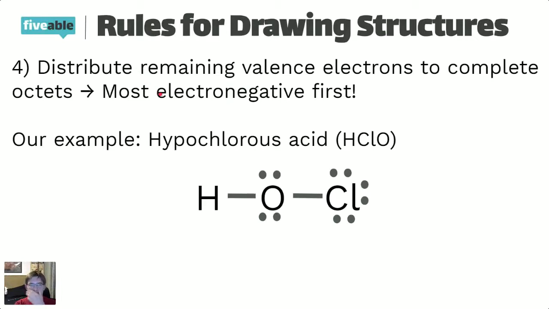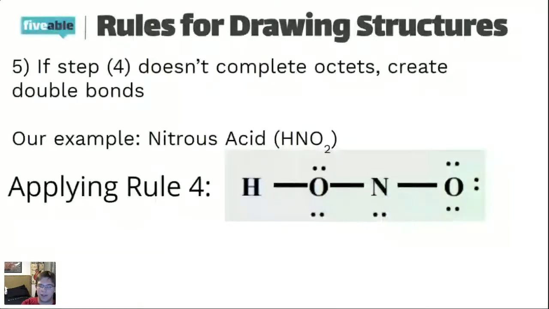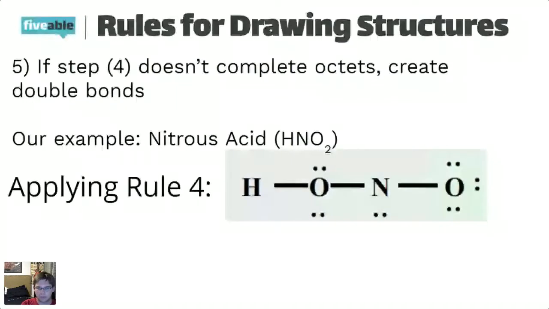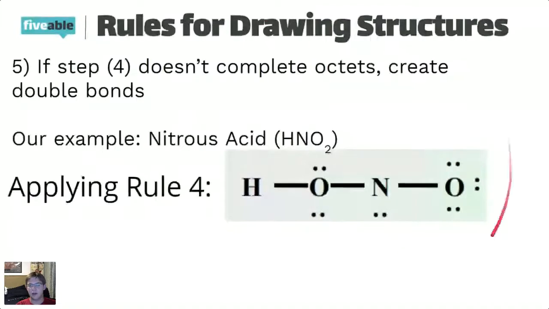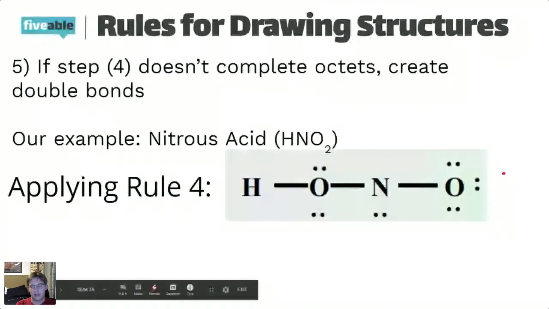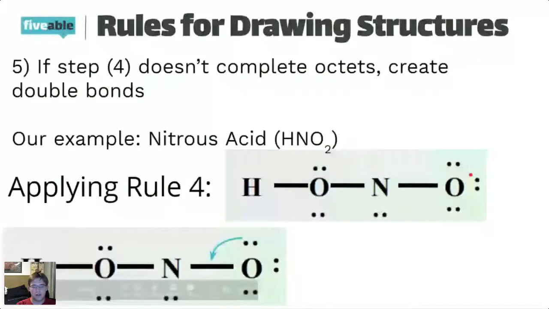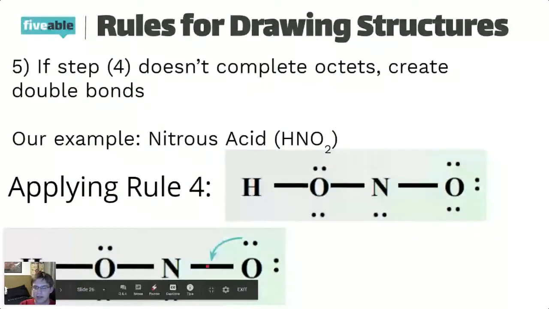So here is step 5. If step 4 doesn't complete octets, create double bonds. Our example would be nitrous acid. Just drop in the chat which atom does not have its octet completed. Is it hydrogen? Is it oxygen number 1, nitrogen, or oxygen? Right, nitrogen. Exactly. So we see that nitrogen has 1, 2, 3, 4, 5, 6, and we also see that oxygen only has a single bond. And if we distribute this electron pair here to form another bond, we get a double bond.